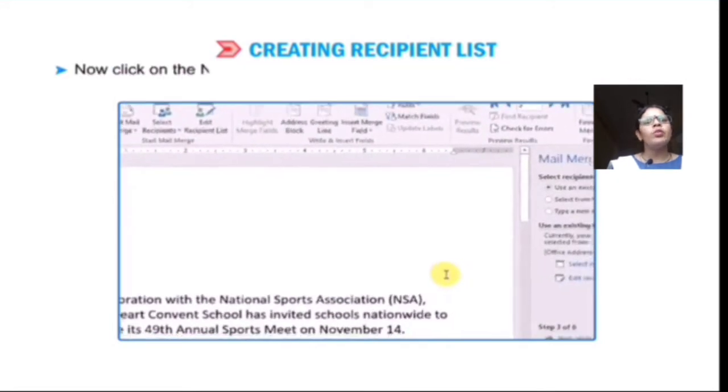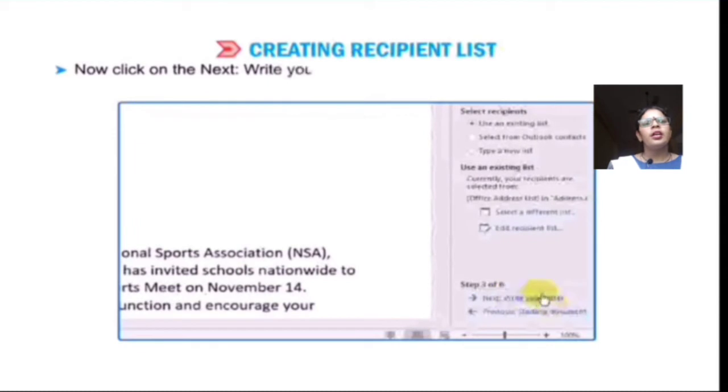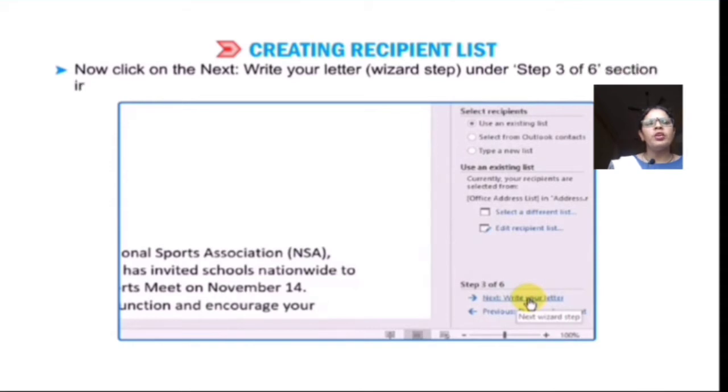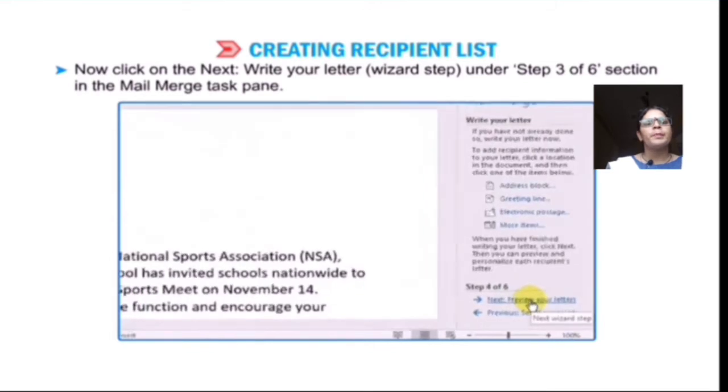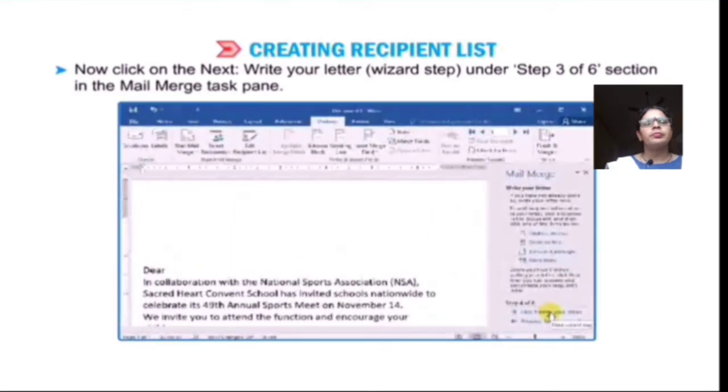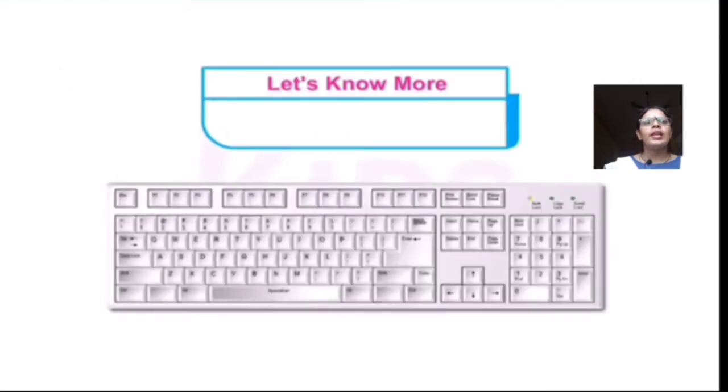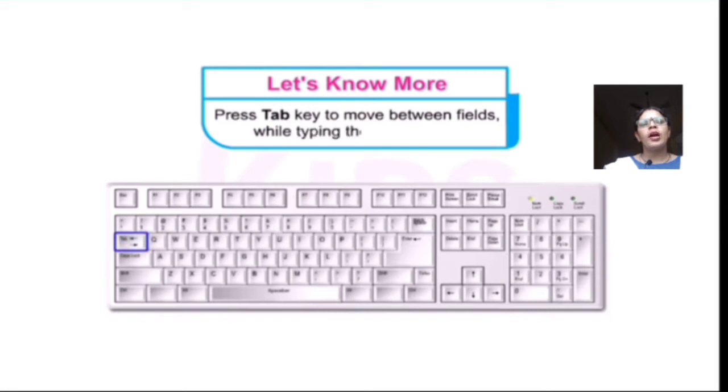Now click on next. Write your letter, wizard step 3 of 6 section in the mail merge task pane. You can see there are options. So let's know more about this recipient list. Press the tab key to move between fields while typing the information.